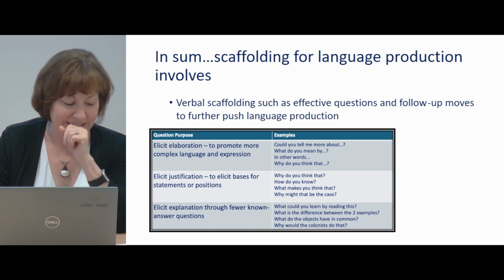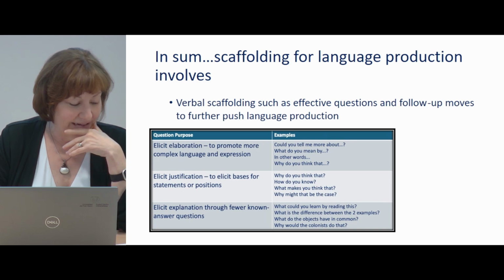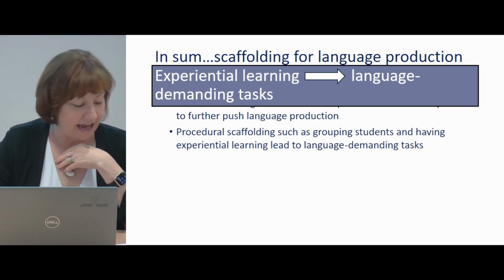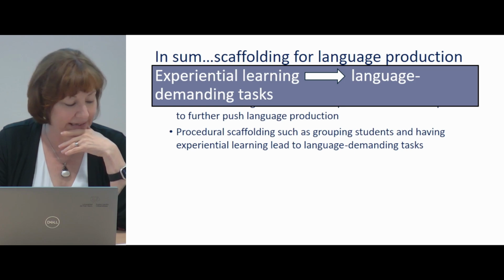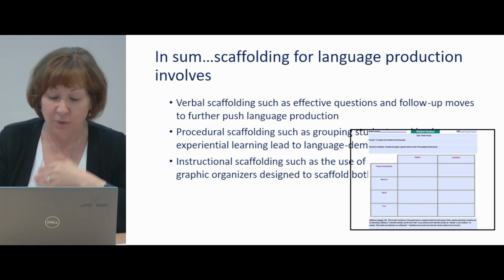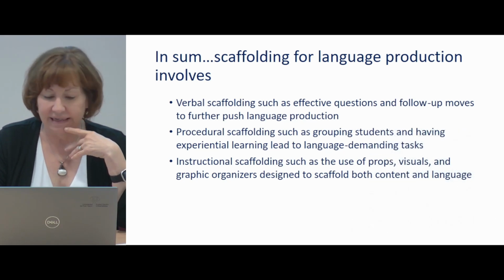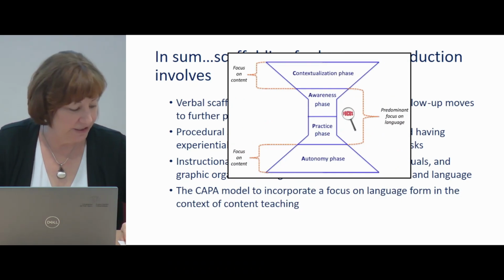Okay, so in sum, scaffolding for language production involves the following: verbal scaffolding, such as effective questions and follow-up moves to push language production; procedural scaffolding, such as grouping students and having that experiential learning lead to more language-demanding tasks; and instructional scaffolding, such as the use of graphic organizers designed to scaffold for both content and language; and then finally the Kappa model to incorporate a focus on language forms or features in the context of content teaching.